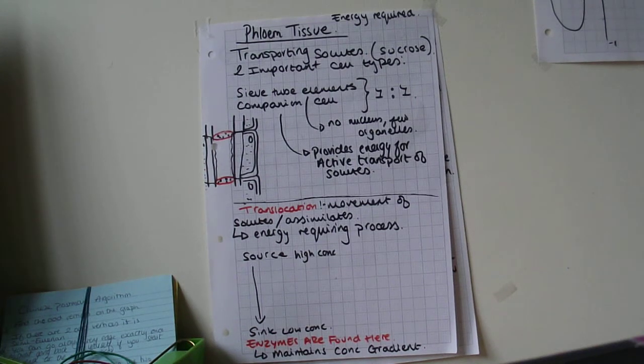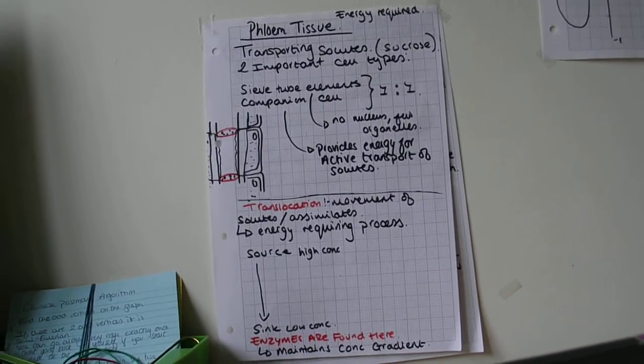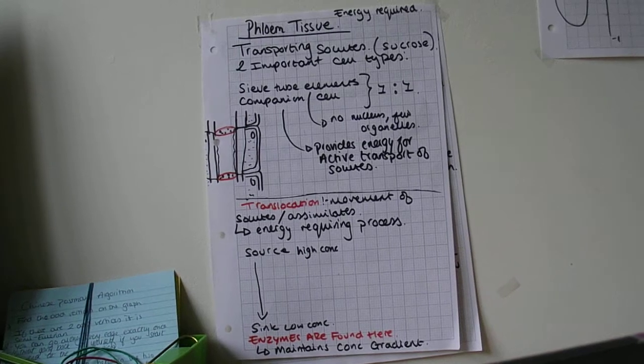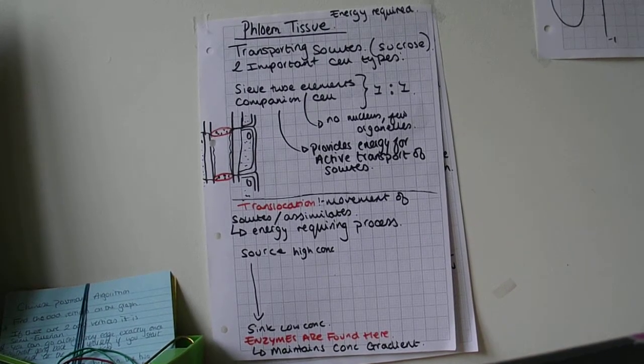Now, moving on, that's all we need to know about sieve tube elements and companion cells. 1-to-1 ratio, no nucleus, few organelles, and that the companion cell is needed to provide energy. Done. Translocation. So translocation is the movement of solutes. So basically, that's phloem. Translocation is the movement of solutes, and it's an energy requiring process. So when phloem moves the solutes, it needs energy to do so.